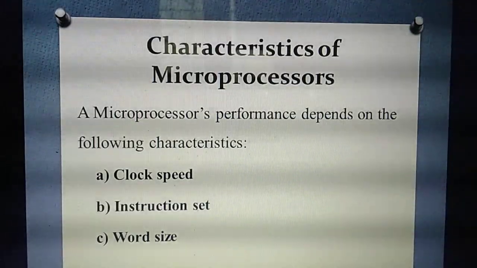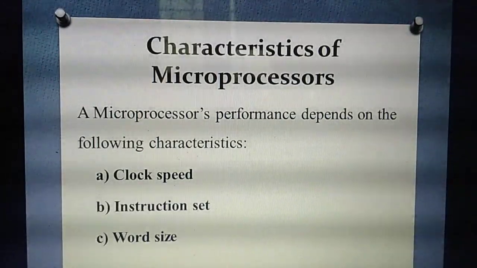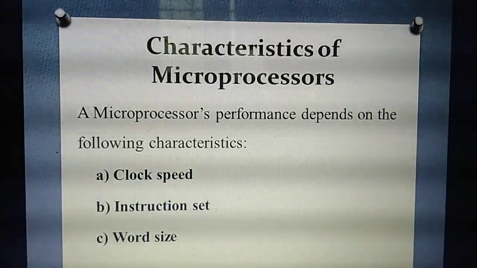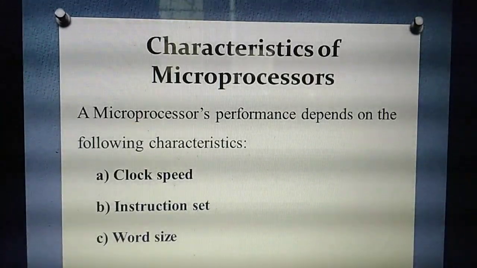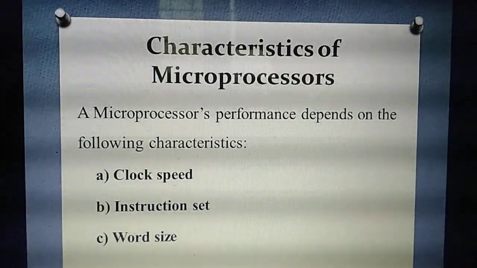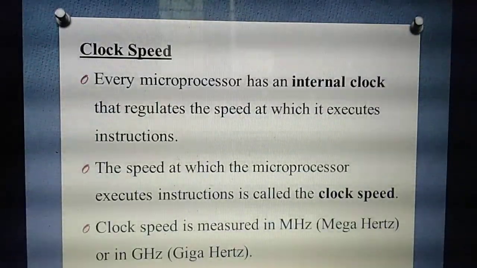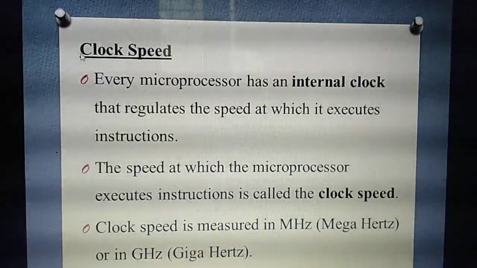So what are the 3 characteristics? This microprocessor works based on 3 characteristics. What are they? Clock speed, instruction set and word size. So what are the characteristics of a microprocessor? Clock speed, instruction set and word size. First thing, clock speed. Today we are going to study the first heading, clock speed.